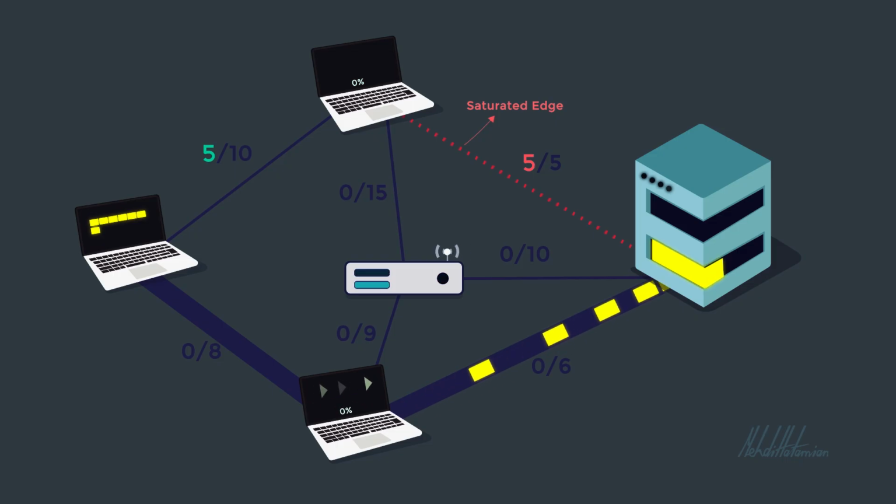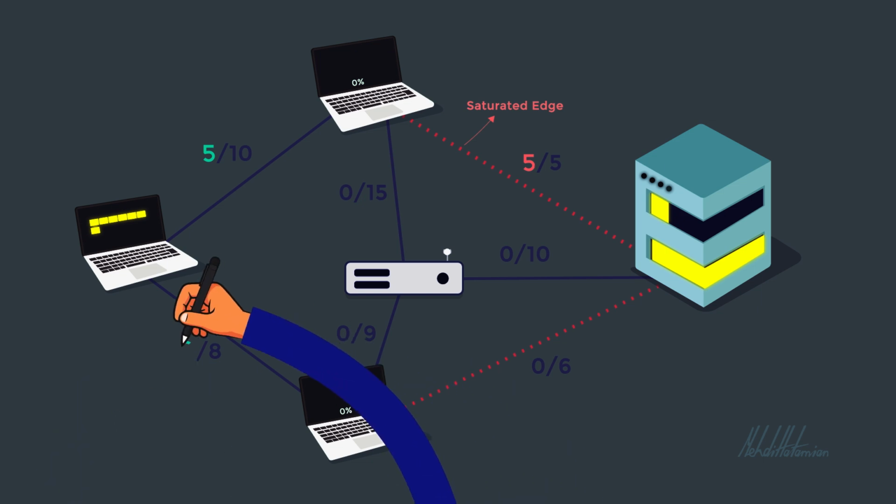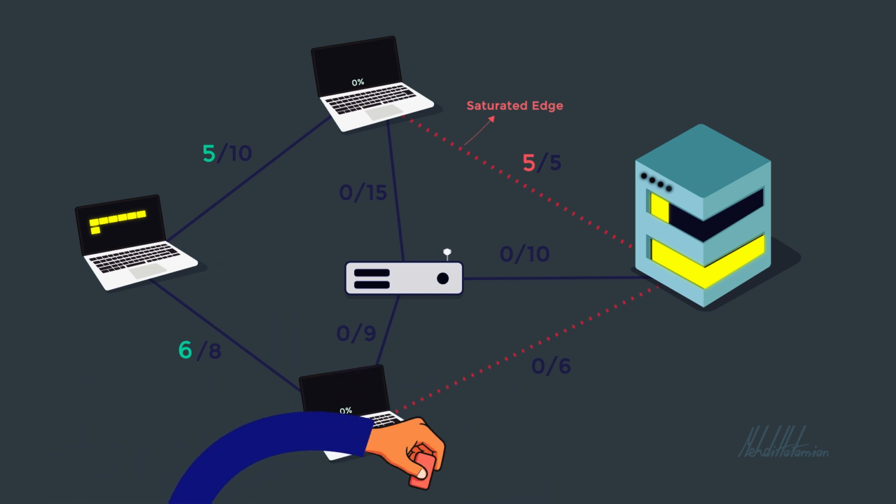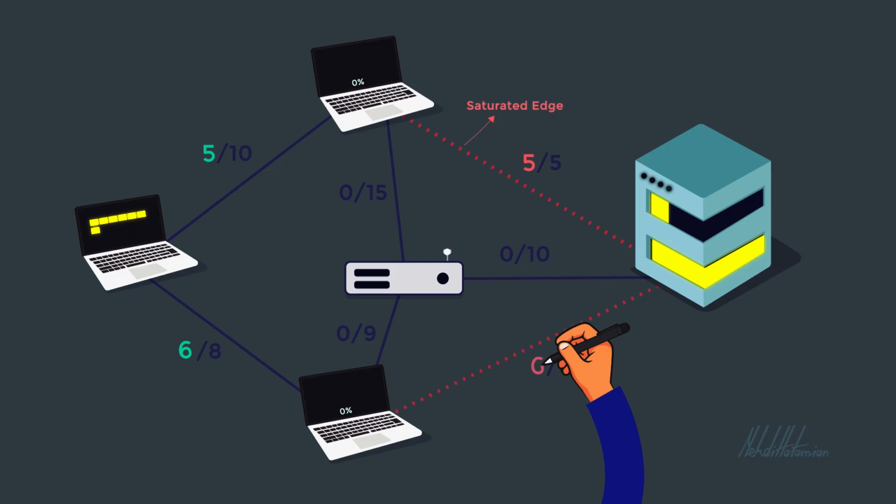After sending the flow, we update the residual capacities. The first edge decreases from 8 to 2, and the second edge decreases from 6 to 0. Because the second edge now has 0 residual capacity, it becomes saturated and cannot carry more flow in the forward direction. Next, we continue by selecting another augmenting path from the source to the sink.